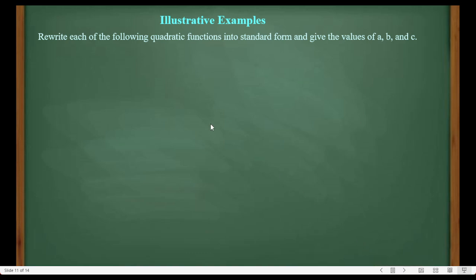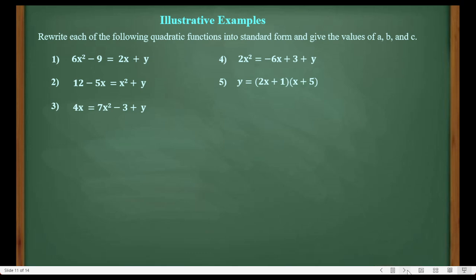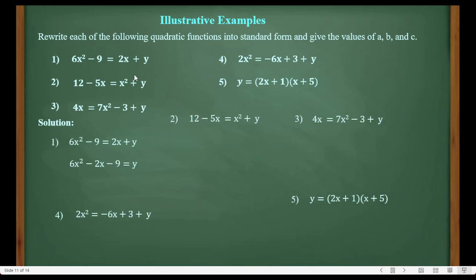Example, rewrite each of the following quadratic functions into standard form and give the values of a, b, and c. And these are the equations. So we start with number 1. Okay, so what did we do with the first equation in number 1? First, we transpose 2x to the other side, placing it between 6x squared and -9. Therefore, the left side now becomes 6x squared minus 2x minus 9.